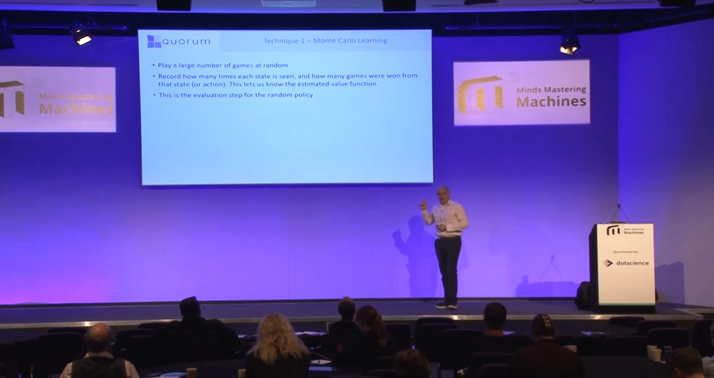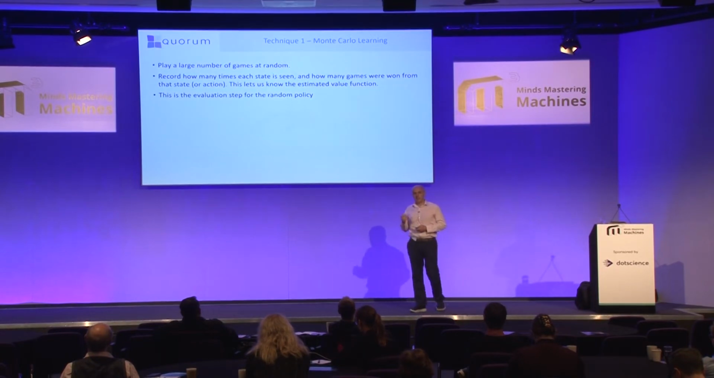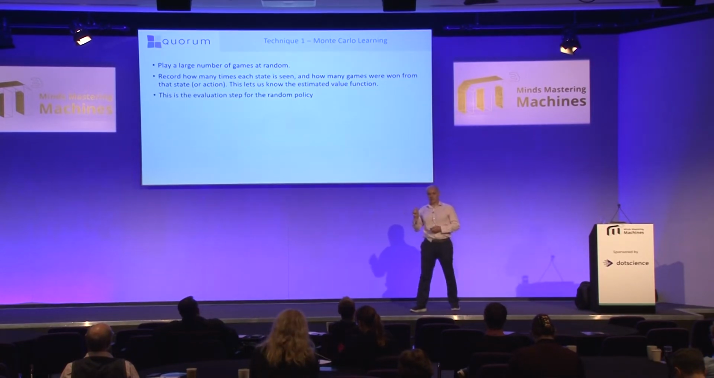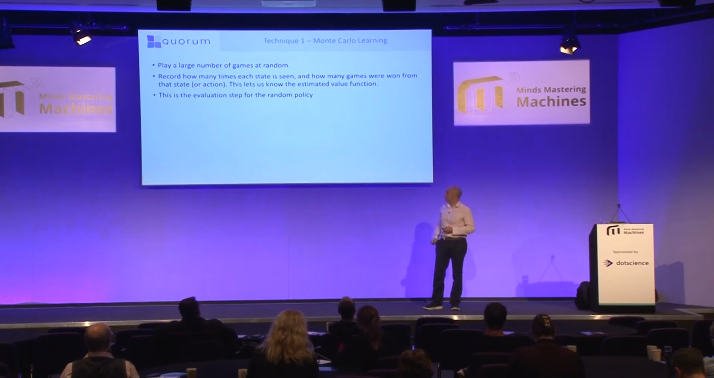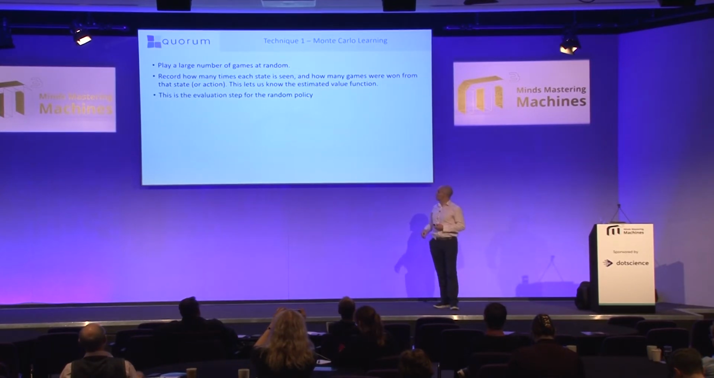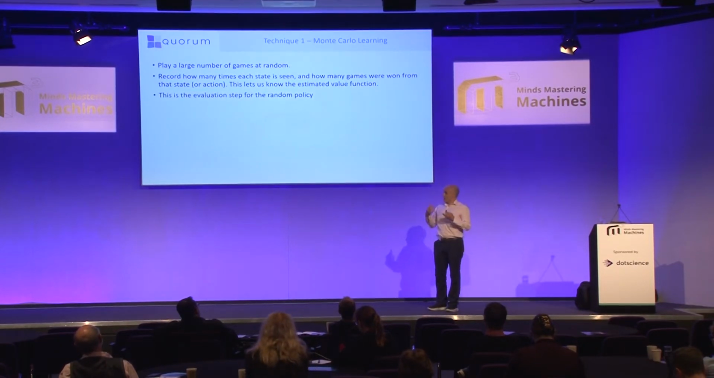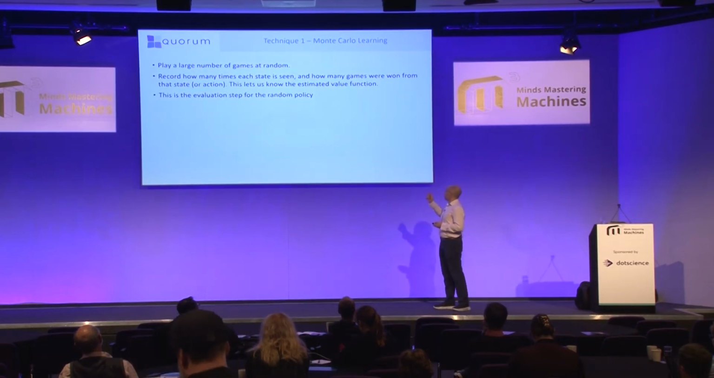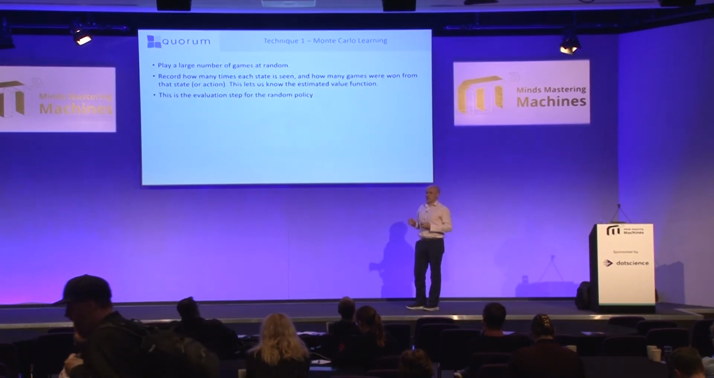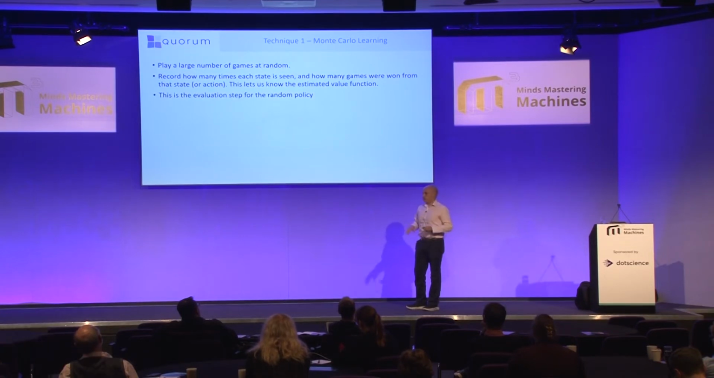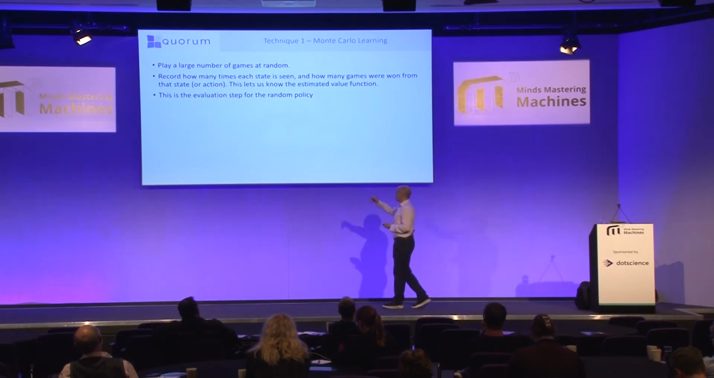So I'm going to talk about Monte Carlo learning as a technique for this. And I'm going to use an example of noughts and crosses, or tic-tac-toe, if there's any Americans in the audience. And what I'm going to do is play a huge number of games completely at random. And in each game, I'm going to look at the move I took from a particular state and whether that move led to a loss or a win. And that gives me an idea of how good that move is playing against the random opponent. And this is called the evaluation step.